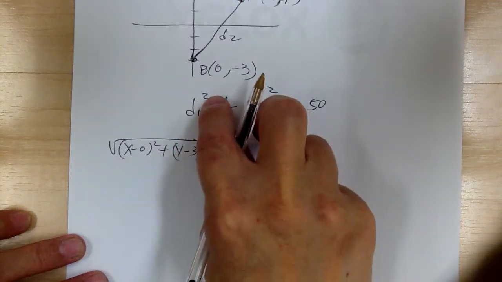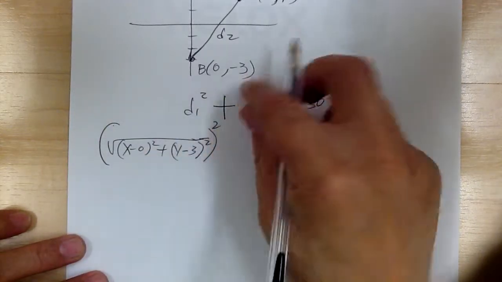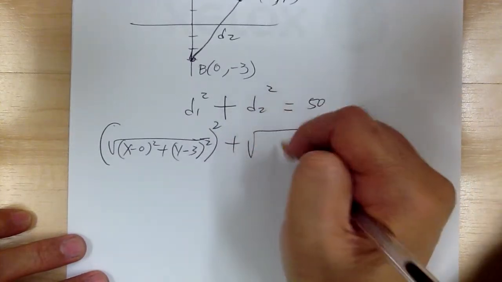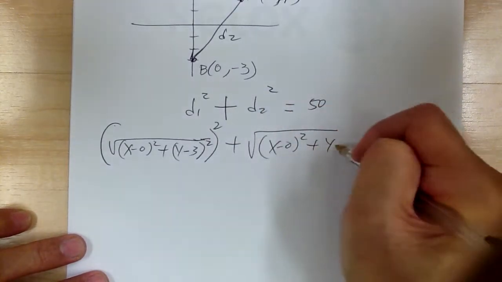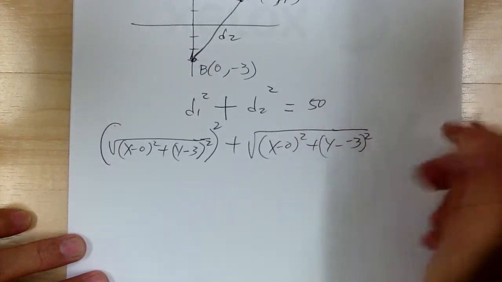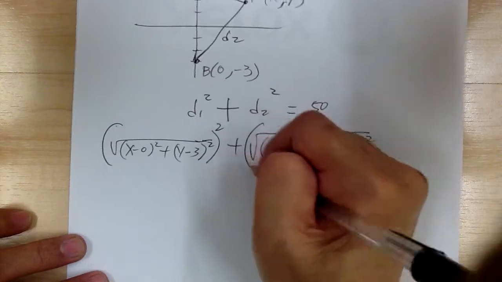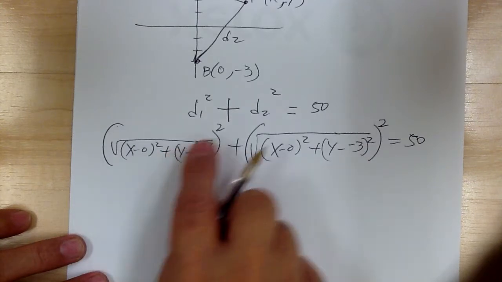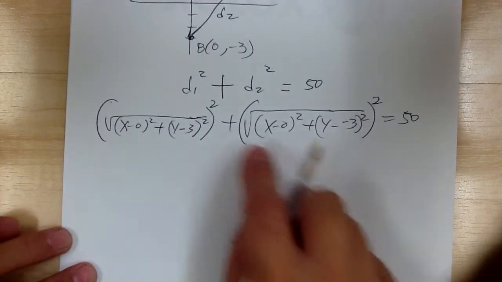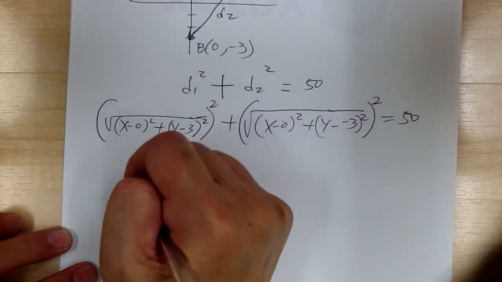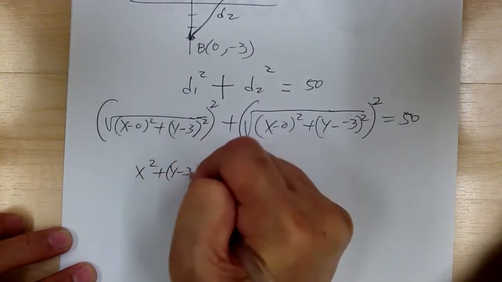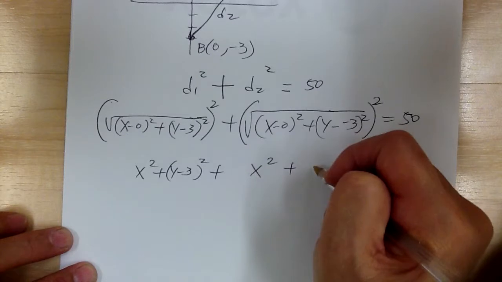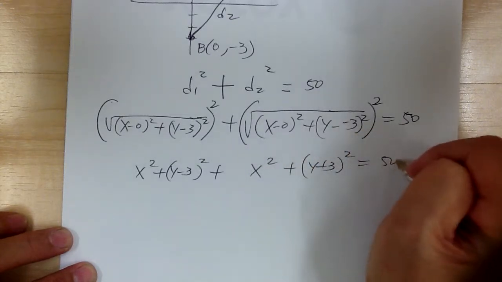is x minus 0 squared plus y minus 3 squared. So that's your D1, but that's a square. D1 is the square root, so same thing. D2 would be x minus 0 squared plus y minus negative 3 squared. Now this is your D2, but that's a square, so you have to square that. D1 is a square root and there's a square. Now this one comes out very easy because square and square root will cancel out. So you end up with x squared plus y minus 3 squared. And again, square root cancels out. So you get x squared plus y plus 3 squared equal to 50.